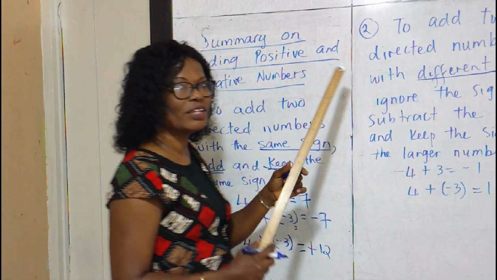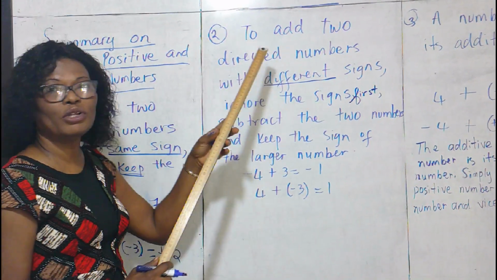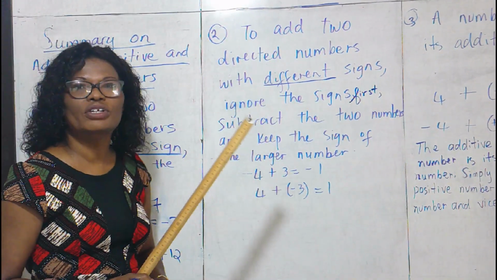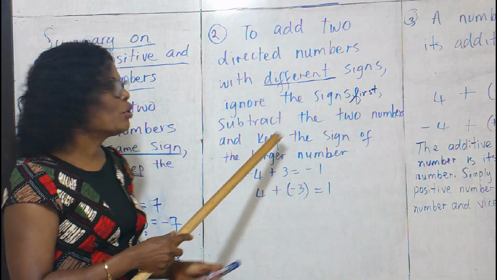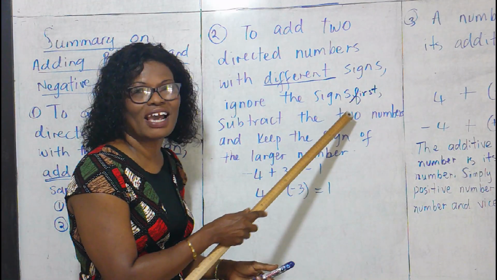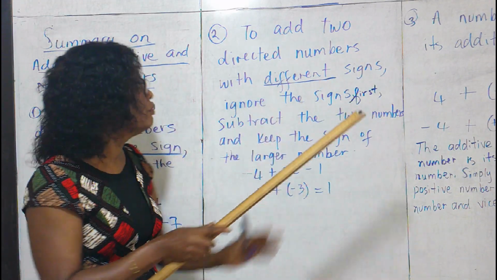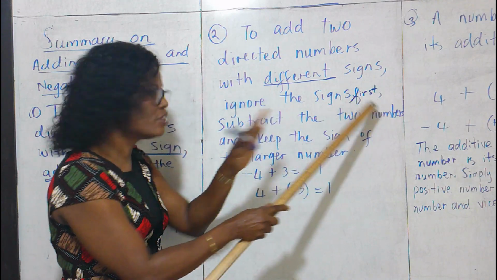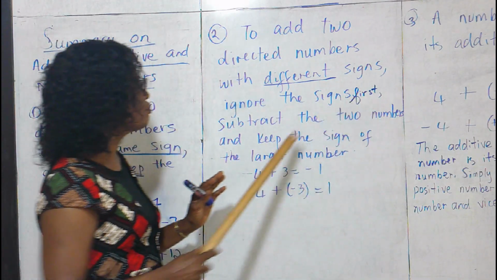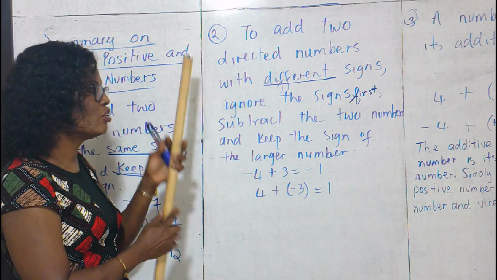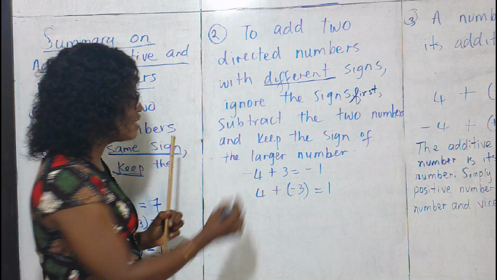Alright, so let's take rule number 2. Rule number 2 says to add two directed numbers with different signs, we're going to ignore the signs first. You know what ignore means? Pay no mind. So we're going to ignore it first, subtract the two numbers, and keep the sign of the larger number. So here the signs are different.